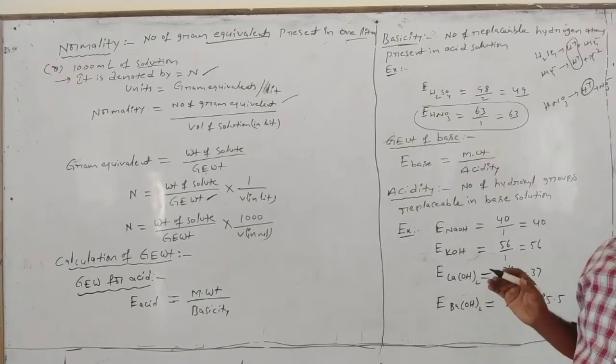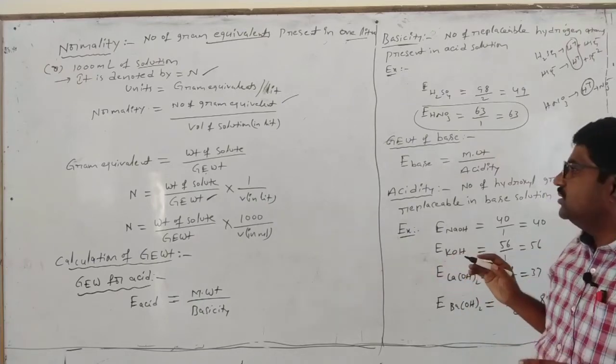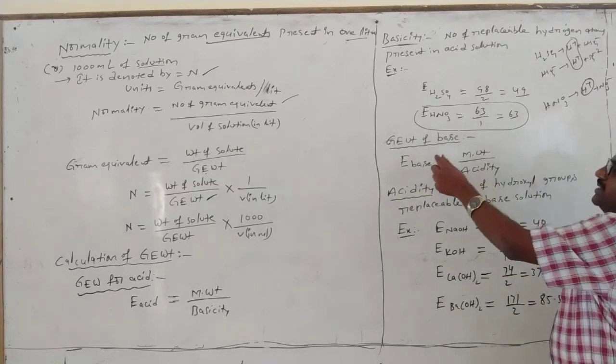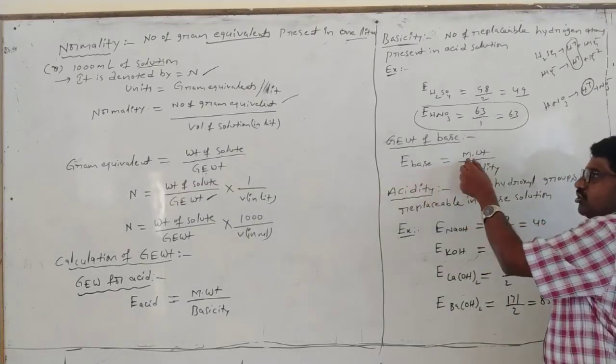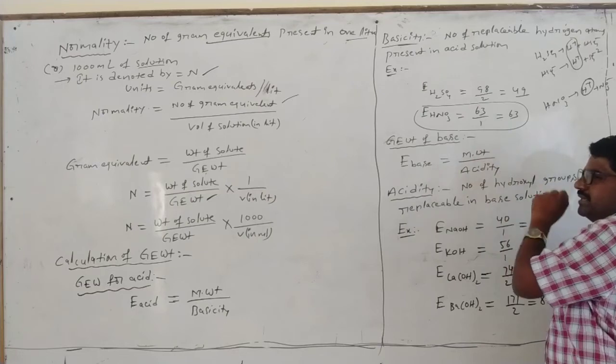Now, to calculate the gram equivalent weight for a base: the gram equivalent weight of a base is equal to the molecular weight of the base by its acidity.